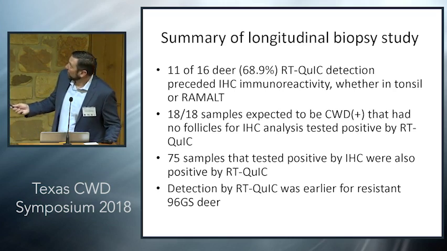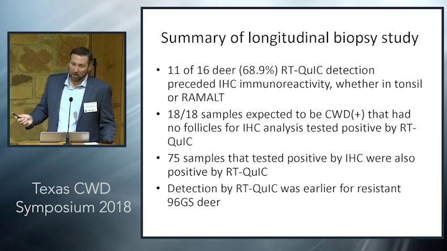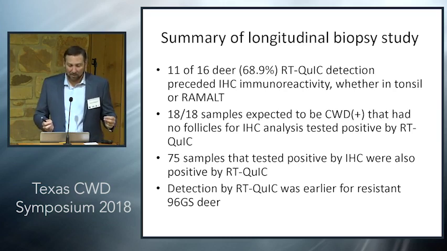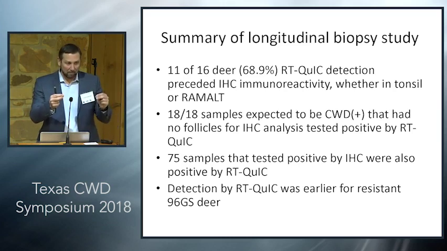So that was consistent with what we've seen before. 18 of 18 samples that we expected to be IHC positive that had no follicles tested positive by RT-QuIC, and this was really consistent. If we missed one late in disease, it was always RT-QuIC positive. And I should mention, the biopsies are taken at the same time, not from the same place.